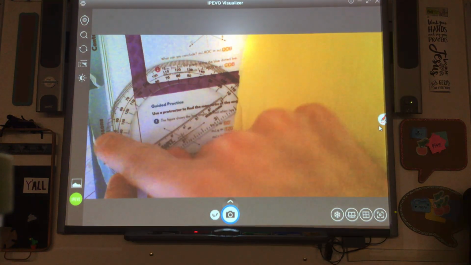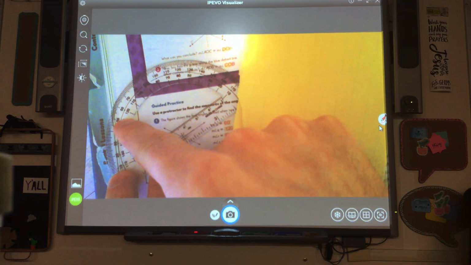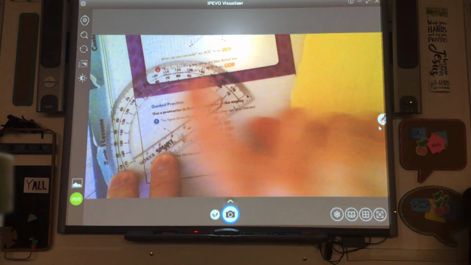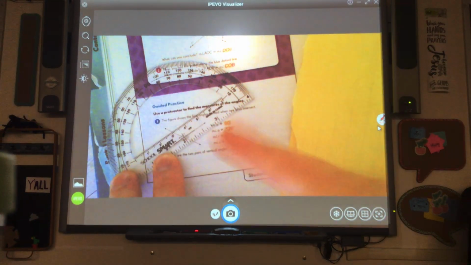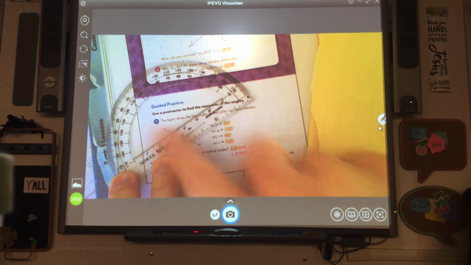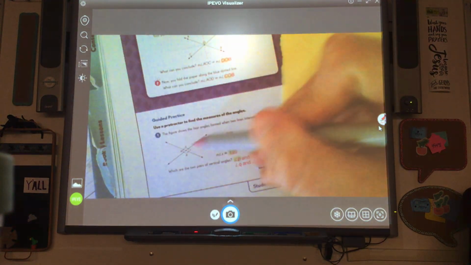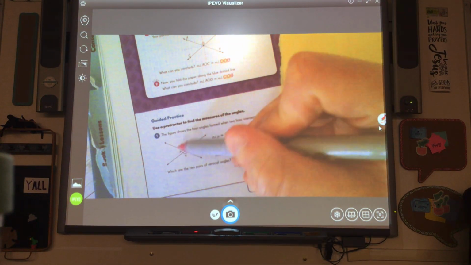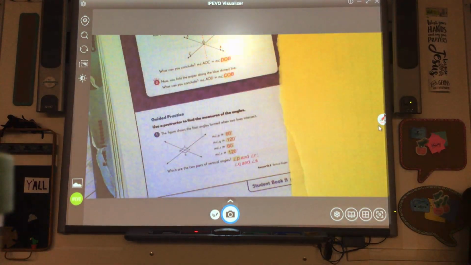If you're going to say 124, right here, remember 120 is the measure on the opposite side. These bigger ones mean you're going the other way. So this is 60, but this one right here is going to be 120, because the whole thing is on a line and the whole thing adds up to 180.